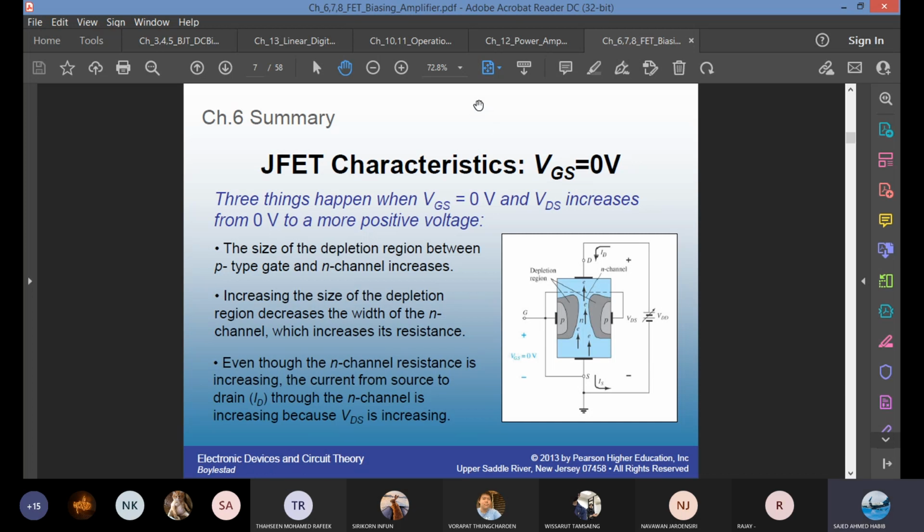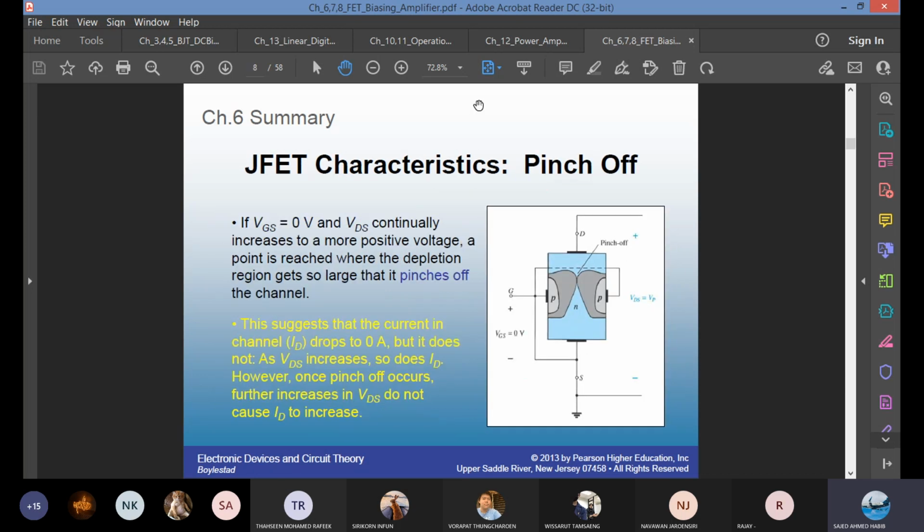So if you keep the gate source voltage at 0 and keep increasing the drain to source voltage, what happens? We asked this question in the midterm. The depletion region actually becomes larger. At some point, the channel is closed, which might make you think that the current becomes 0. The current does not become 0. It reaches the maximum level. After that, if you still keep increasing, it keeps maintaining the maximum level.